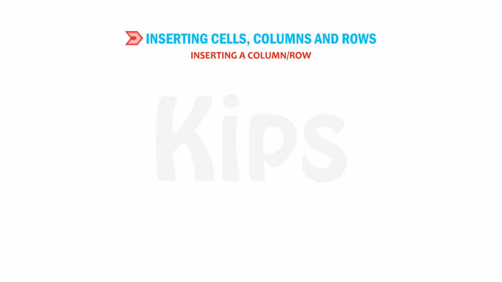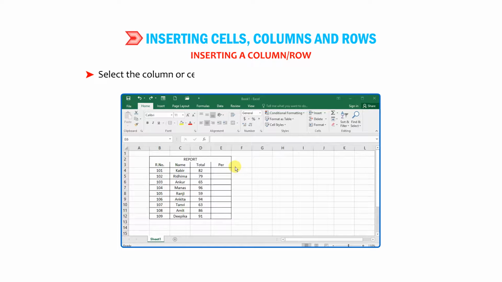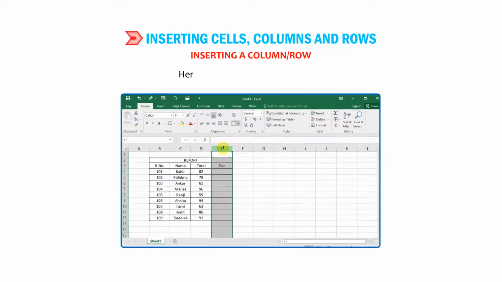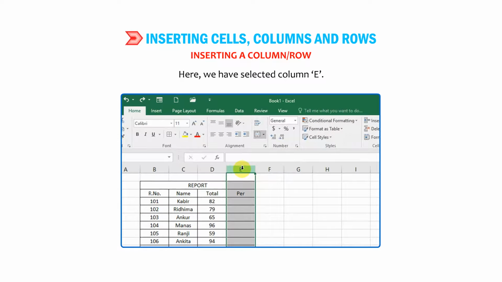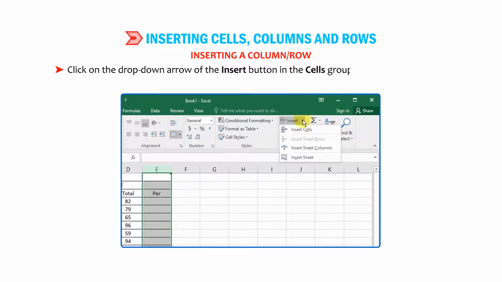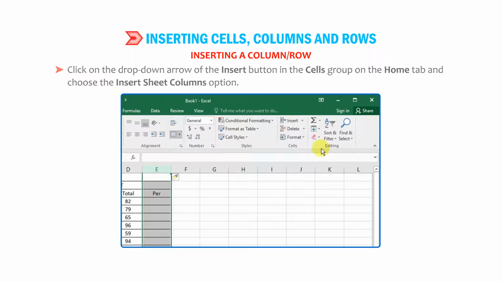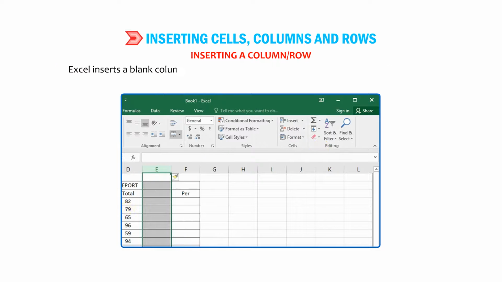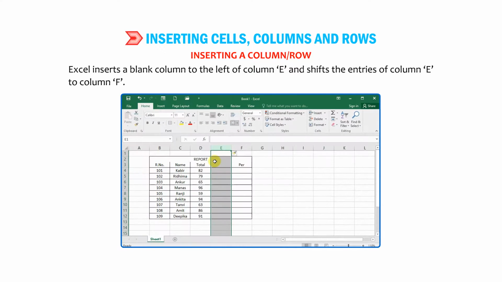Let me now tell you how to insert a column or row. Select the column or cell to the left of which a new column is to be inserted. Here we have selected column E. Click on the drop-down arrow of the Insert button in the Cells group on the Home tab and choose the Insert Sheet Columns option. Excel inserts a blank column to the left of the column E and shifts the entries of column E to column F.